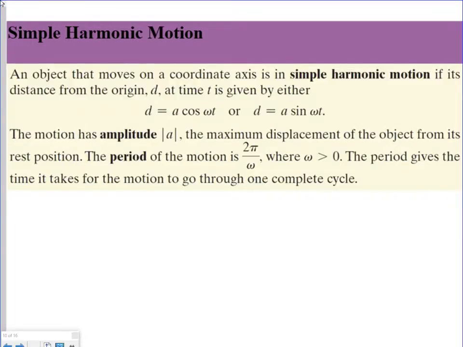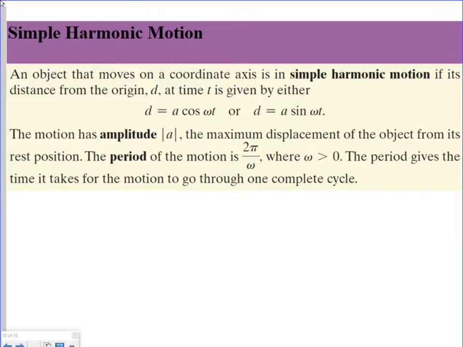Period of motion. An object that moves on a coordinate axis is in simple harmonic motion if its distance from the origin d at time t is given by either d is equal to a cosine omega t. Omega is the w. Or if it's a times sine omega t. That means it's just following a sine or cosine curve. It's called harmonic motion.